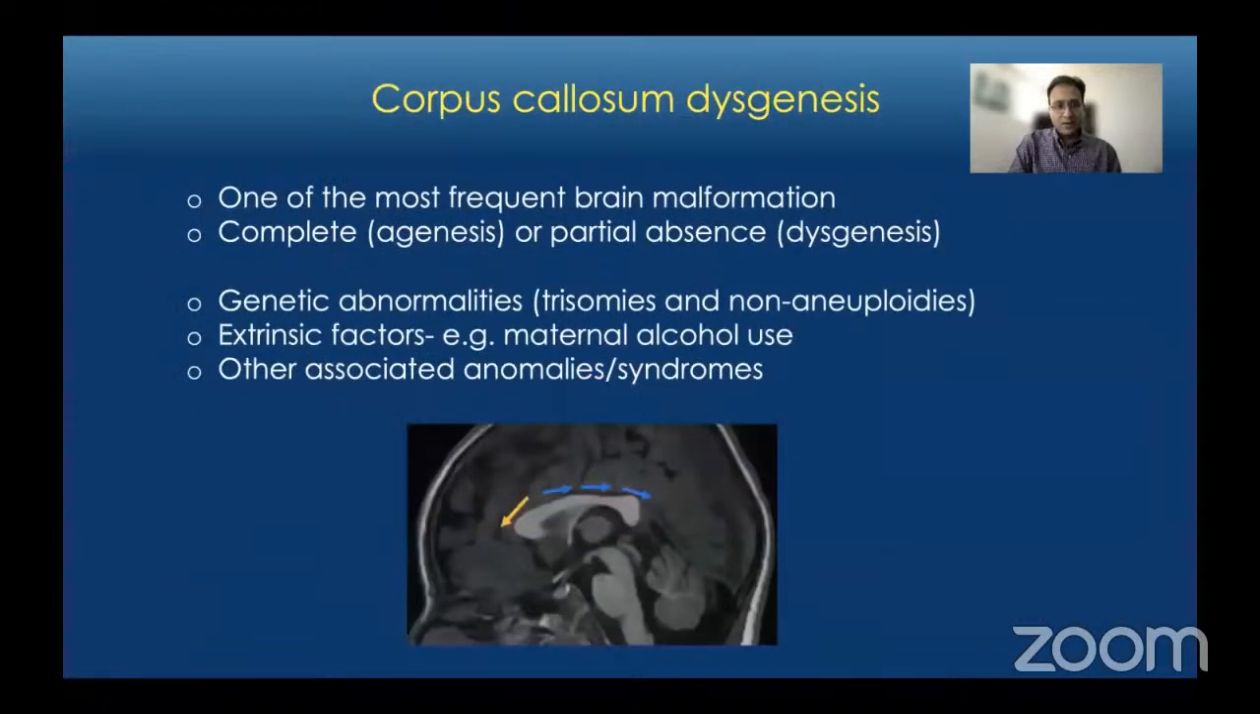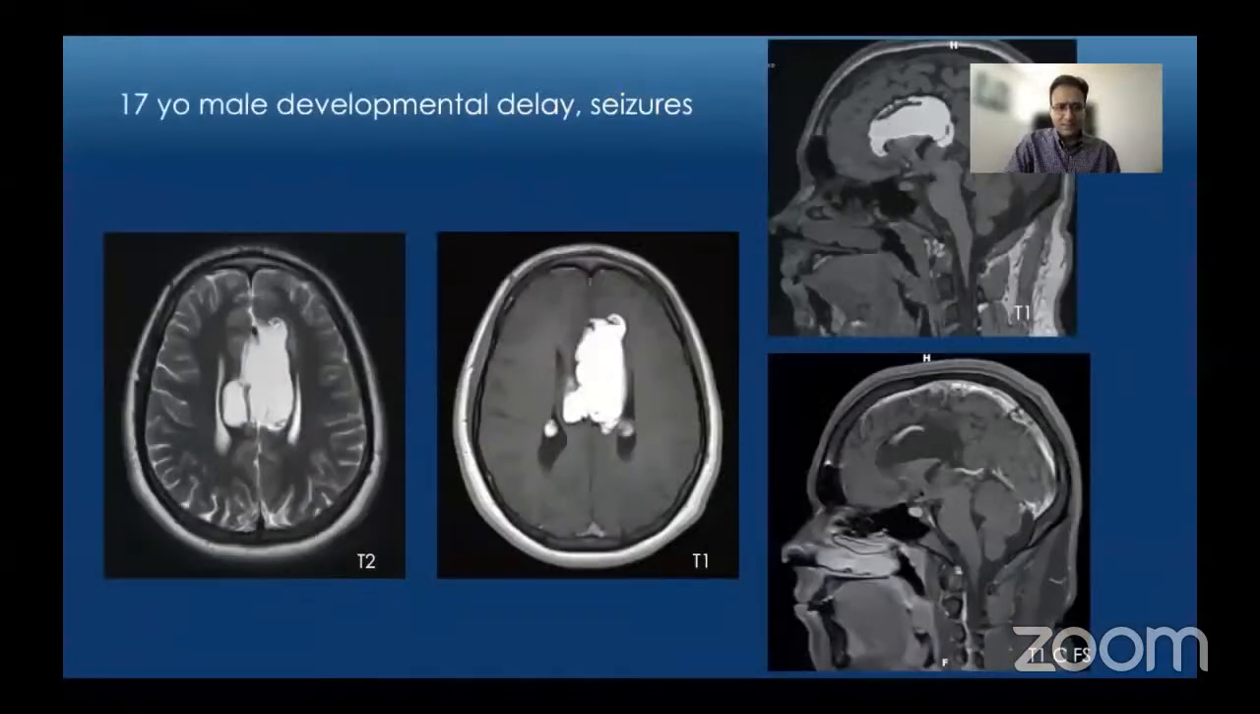A few words about corpus callosal dysgenesis. Corpus callosal dysgenesis is one of the most frequent brain malformations. It can be complete absence of the corpus callosum, which is called agenesis, or partial absence, or dysgenesis. It is often associated with genetic abnormalities, either trisomies or some single gene mutations, or can be associated with extrinsic factors like maternal alcohol syndrome. As you know, corpus callosal dysgenesis is often associated with other intracranial and spinal anomalies or craniofacial anomalies, and a lot of them have syndromic associations.